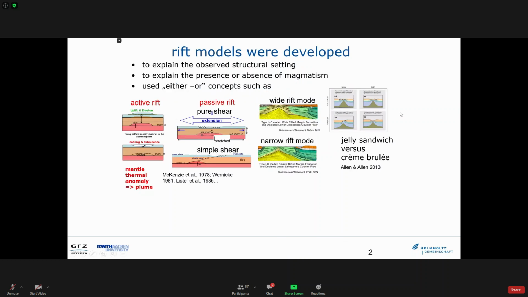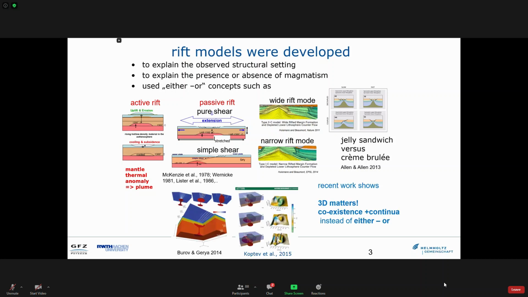So we are all aware that there were many rift models developed, and they were developed to explain observed structural settings, the presence or absence of magmatism, and most of them used either-or concepts. So we have the active rift, the passive rift, pure and simple shear, and we have different wide and narrow rift modes, and depending on the rheological configuration, jelly sandwich, creme brulee, a number of rift models.